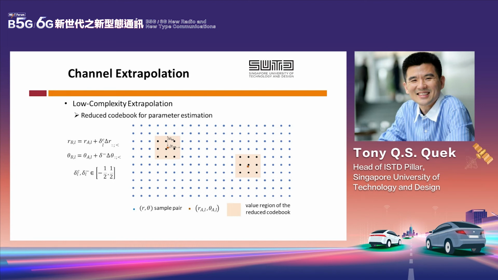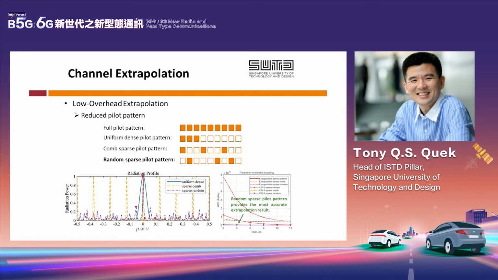So we can look at this from a delay and angular domain. If I have a certain point, I can extrapolate to find the parameters of the other point, right? But then I want to use a reduced pilot or reduced codebook. How do I do it? So I use a low overhead extrapolation. Of course, I can use a full pattern. So there are many ways of using these pilots to help you.